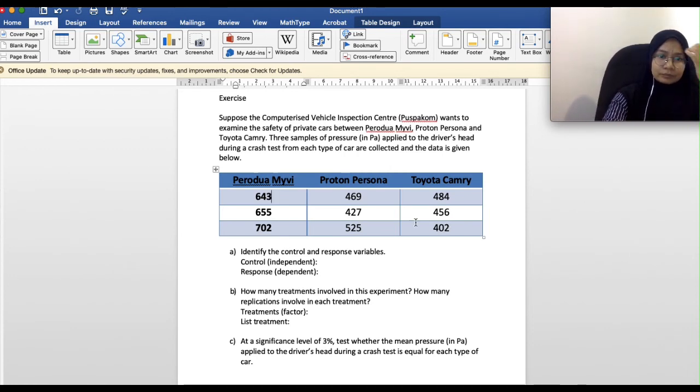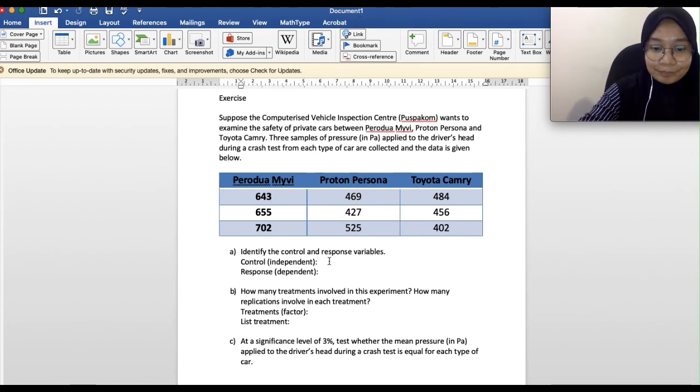Okay. Number 1, identify the control and response variable. Control is actually the independent variable. Response is actually the dependent variable. So what is the independent here? The independent is the private cars. Okay. And then the response is the pressure. So the pressure depends on the type of the private car. So the control, independent, will be the private cars. Right. And then the dependent is the pressure.